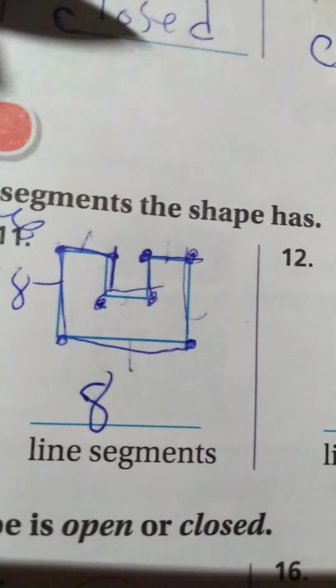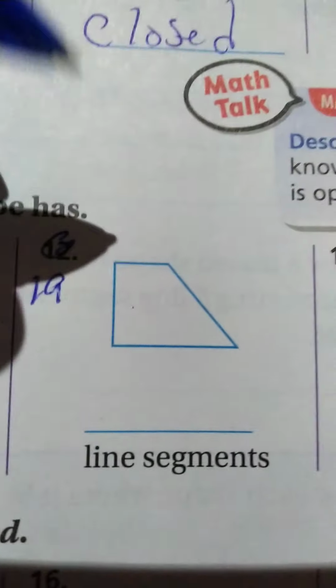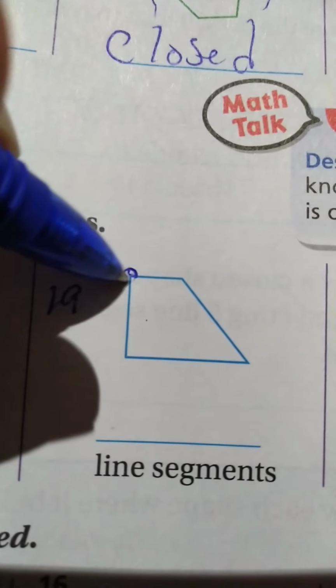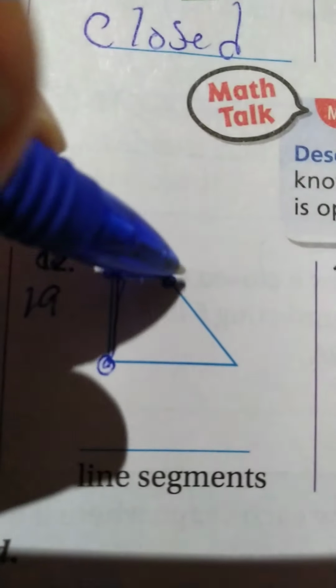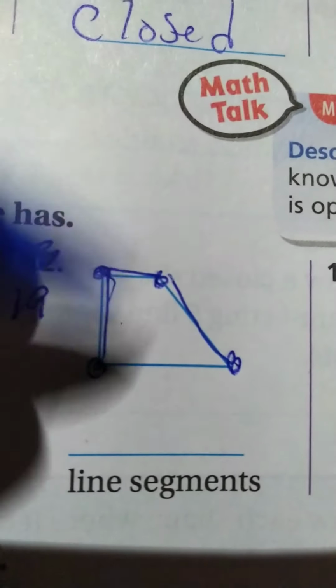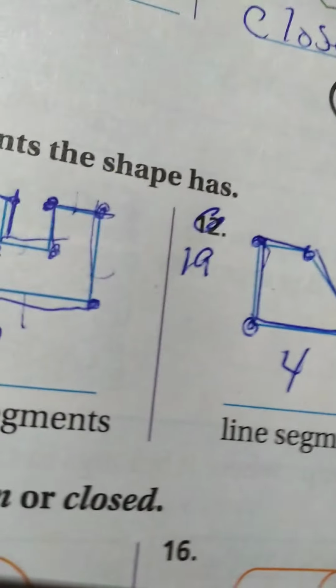All right. What number is this one? This would be 19, right? 19. Here we go. How many line segments? 1, 2, 3, 4. So that is 4 line segments, number 19. All right, here we go.